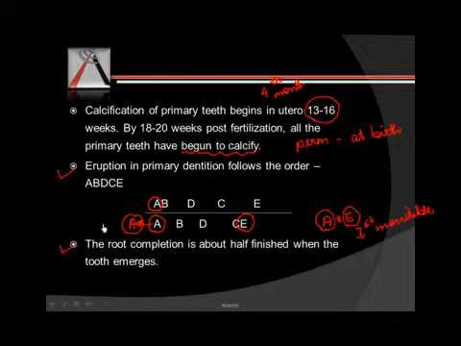This is one more important MCQ point here. Root completion is about half done when the tooth erupts. There is a controversy in this half. Wheeler says 50% or half that term, while McDonald's, some places say 75%. To be on the safer side, we stick to 50%, and if you have an option of marking 50 to 75%, that would be the best possible option.